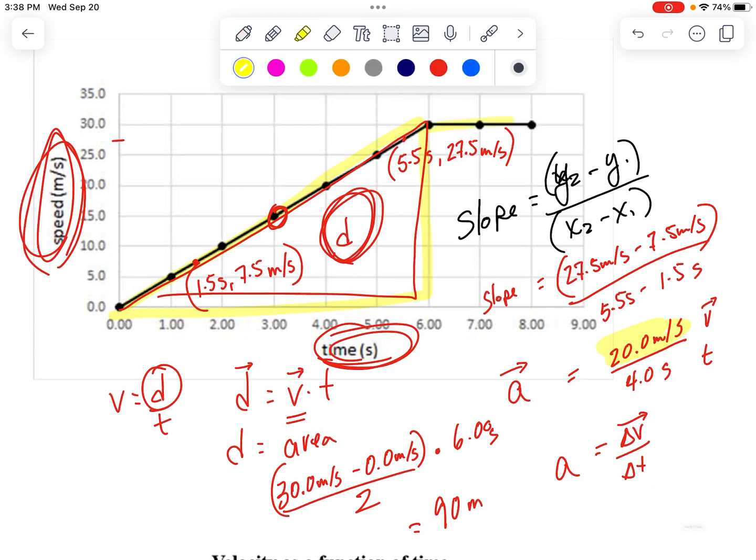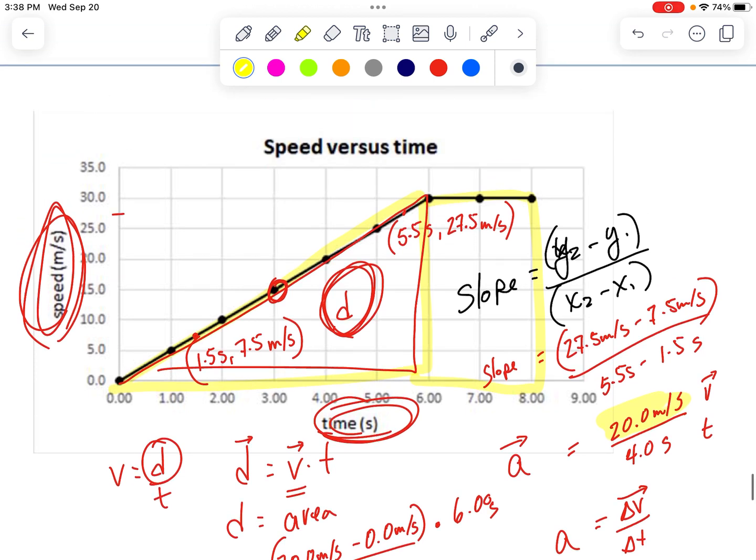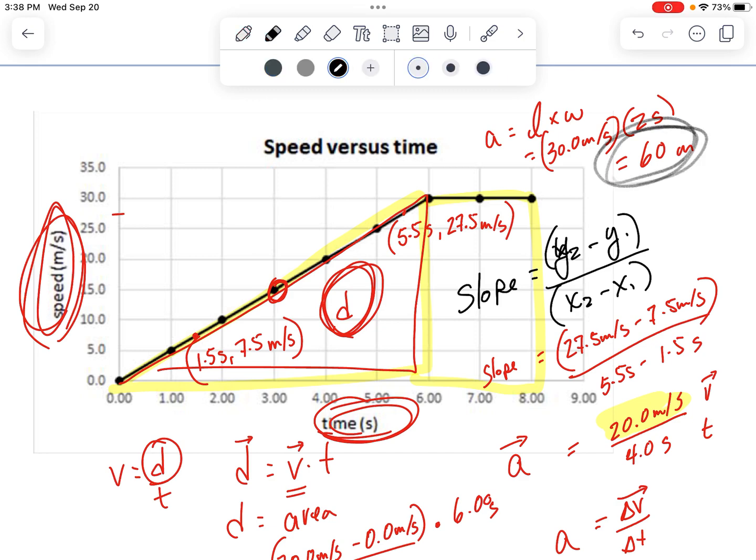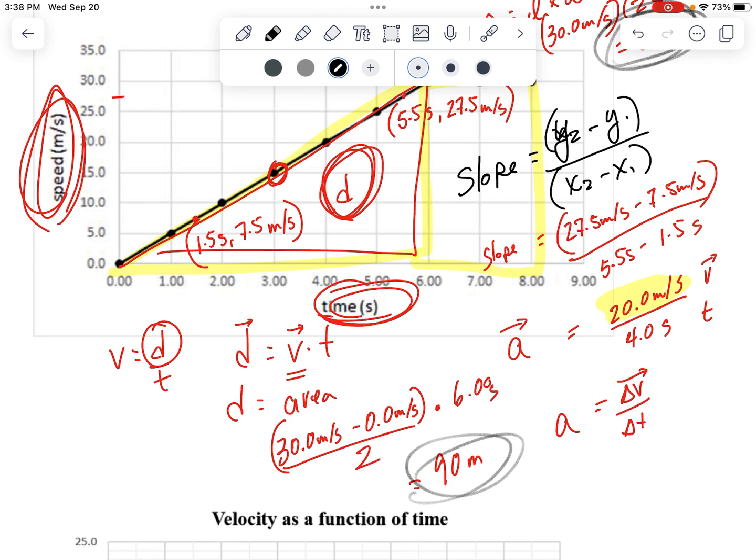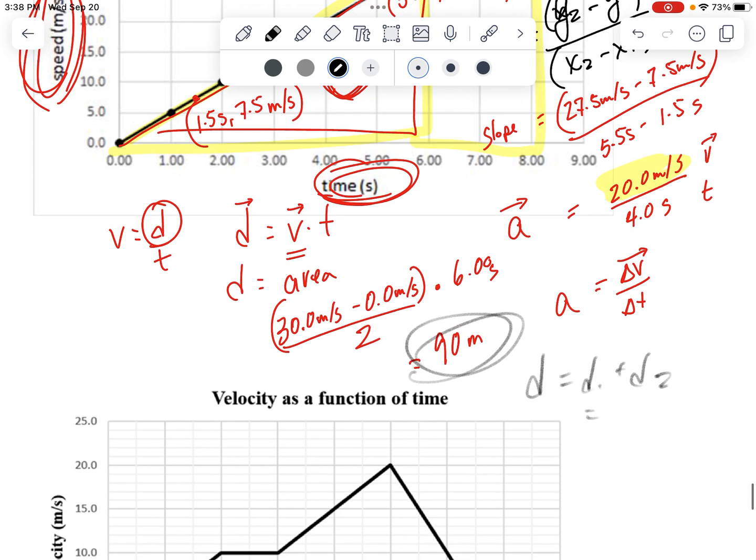And then in this next 2 seconds, from 6 seconds to 8 seconds, the area under that, because it's a rectangle, is length times width. So it's going to be the 30.0 meters per second times 2 seconds. So that's going to be 60 meters. And if I wanted to know how much it traveled in total, I need to add my 60 meters and my 90 meters. And so the total distance is d1 plus d2, which is 90 meters plus 60 meters, is 150 meters traveled.